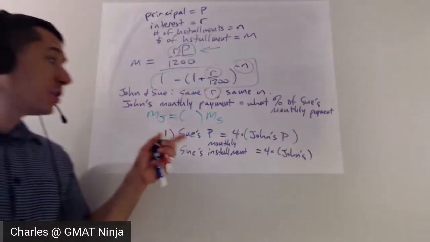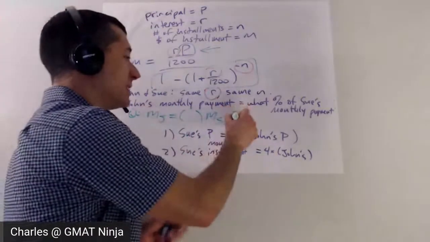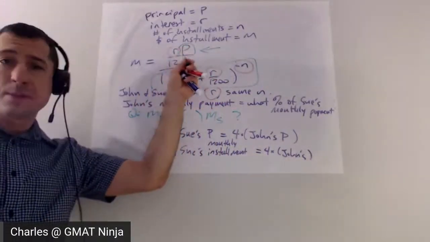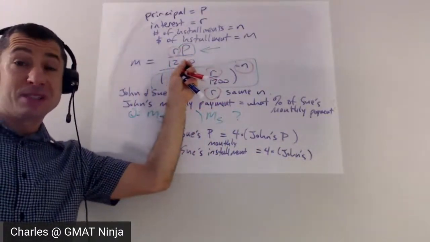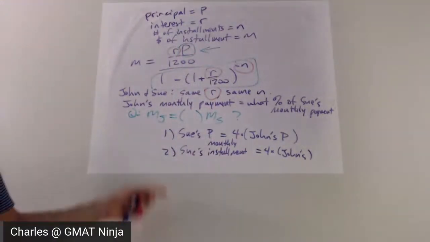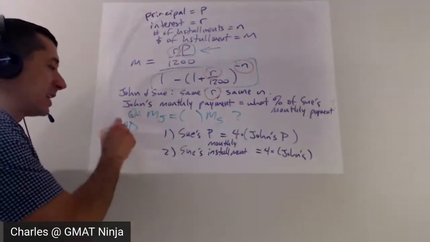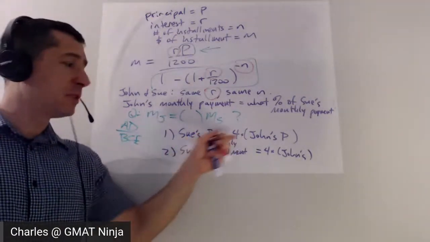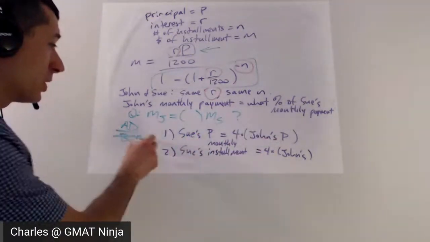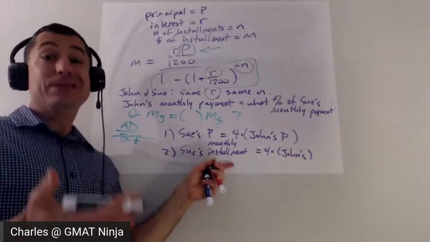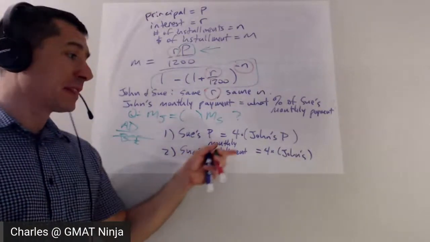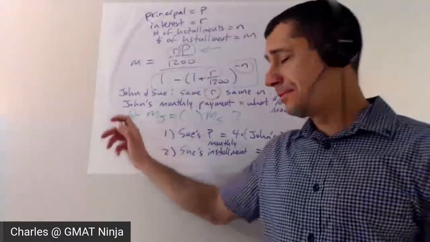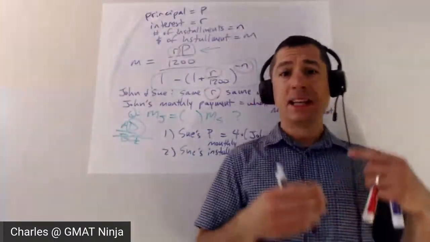So before you even get to those answer choices, if you can recognize that all we're looking for is the percent difference in their principal amounts, that's it. And what do you know? Statement one gives that to you on a silver platter. Sue's principal is four times John's principal, exactly what you were looking for. And statement two basically just gives it to you too: Sue's monthly installment is four times John's monthly installment. Done. Answer must be D. Quick and painless if you don't freak out.